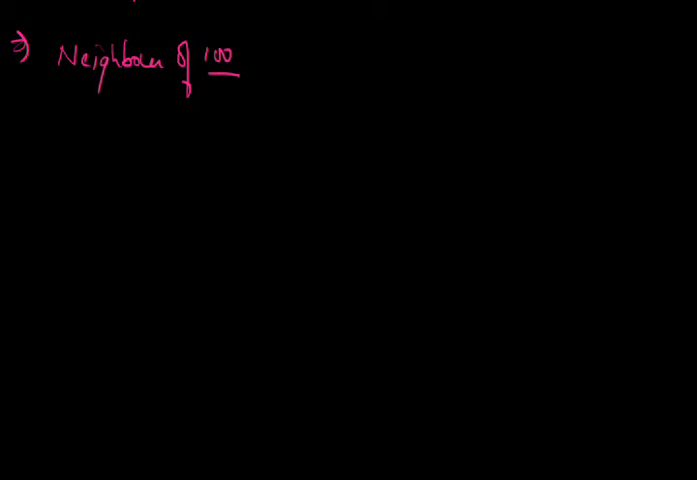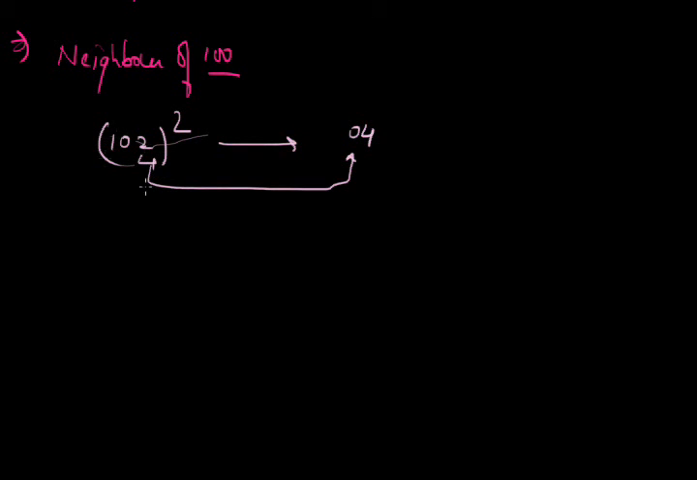Neighbors of 100 means numbers lying around 100. Let's say 102 squared. What we have to do here is take the 100 and square the unit digit, writing it in 2-digit form. Squaring the 2 and writing it in 2-digit form gives 04. Now we add this 102 with the 2, and we get 104. We write here 104. Now 10404 is the square of 102.